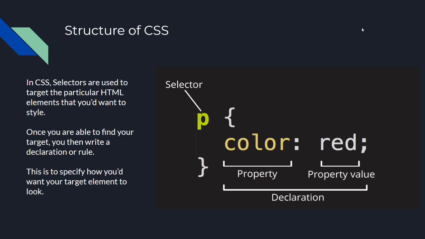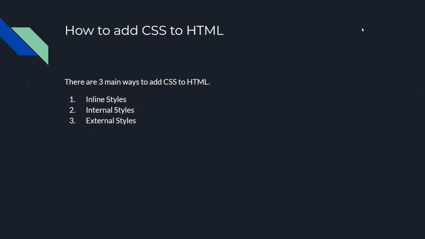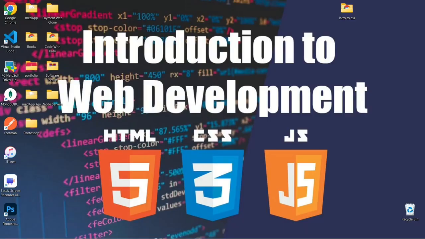Now, this is how CSS is structured. It has a selector which it uses to target the HTML it wants to style. Then you write your declaration or rules inside a curly brace. These rules are there to tell the web page how you want to style a particular element. You get to understand them more once we start styling our elements. But before we start, let's look at how to add CSS to HTML. There are three main ways, which is the inline, the internal, and the external styles.